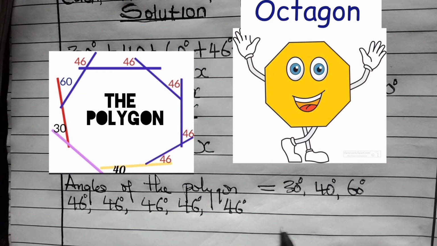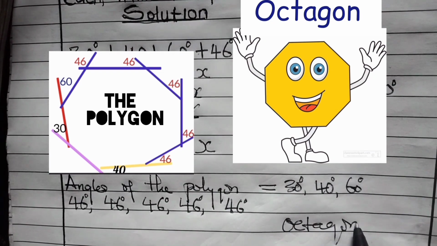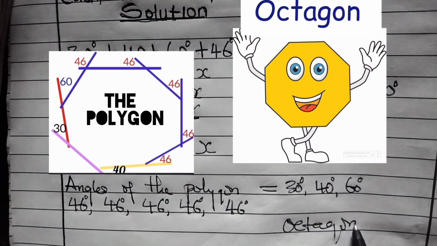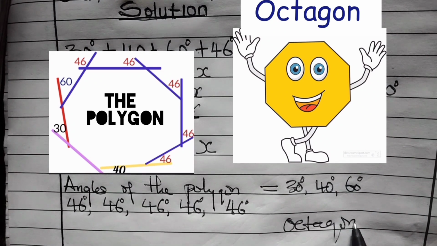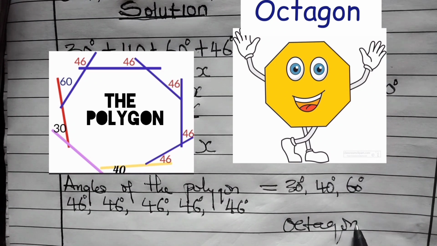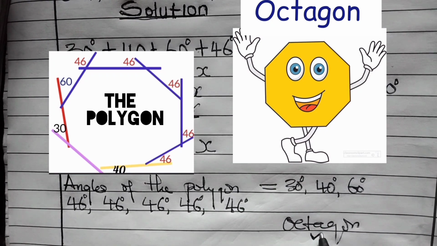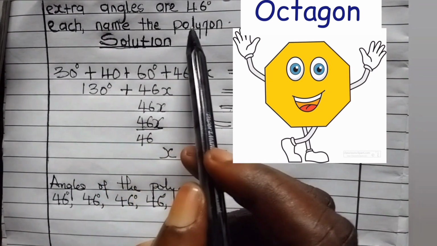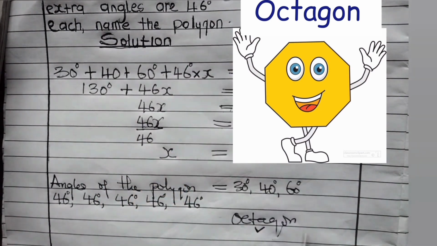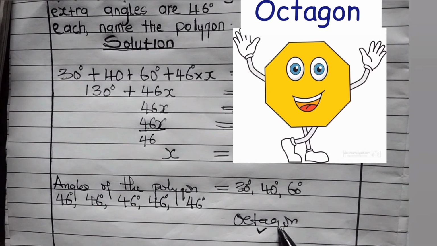Yes, an octagon has 8 sides. So the name is octagon. So our answer is octagon. We have answered the question. Name the polygon. The name of the polygon is octagon, a polygon of 8 sides.